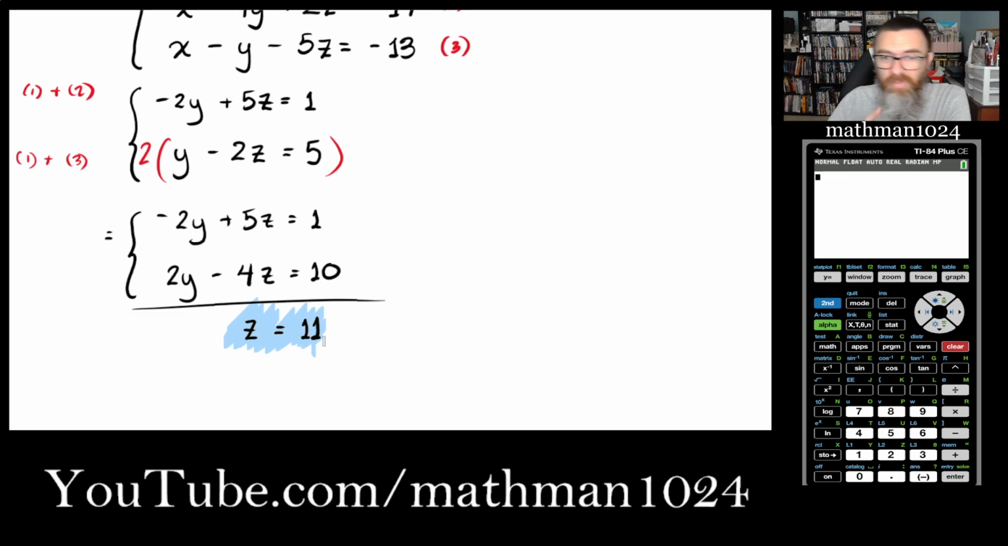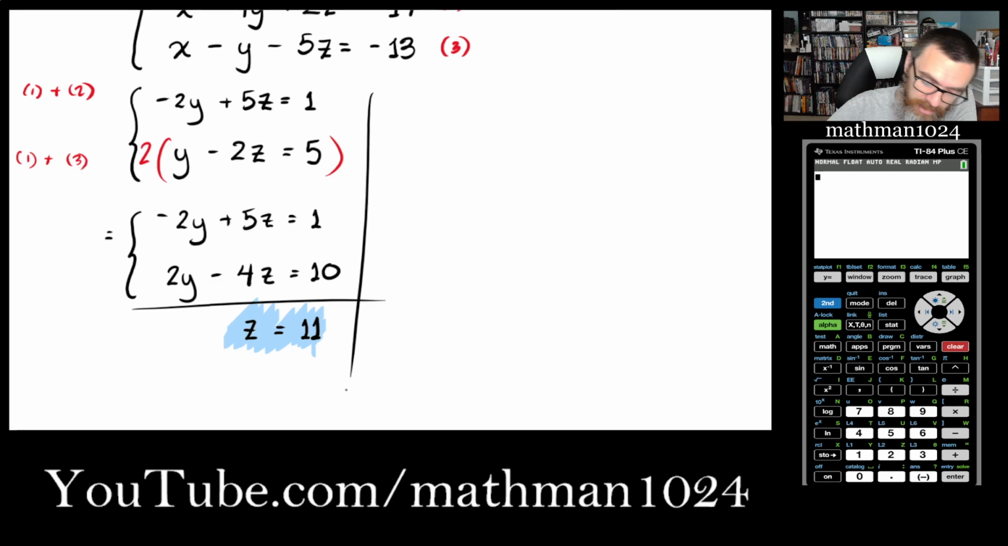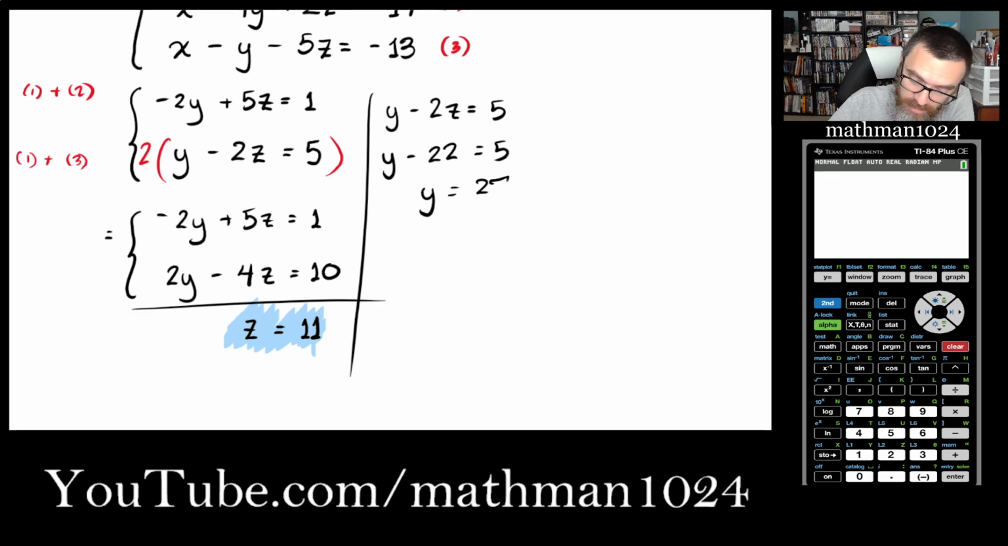All right, I've got one of these coordinates down. Now we got to go backwards and find the others. So I would recommend that you take the easier of these two equations, which to me looks like it's y minus 2z equals 5. So y minus z is 11, so that's going to be 22. And that means that y is equal to 27.